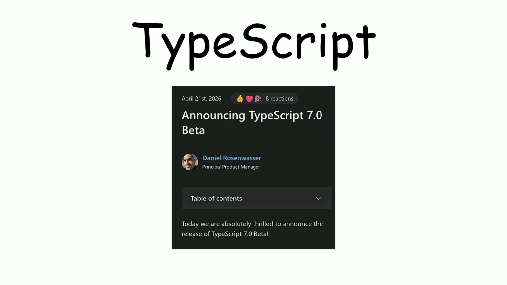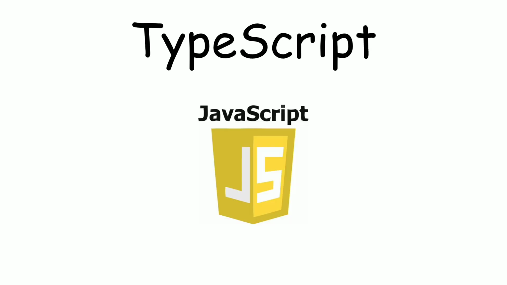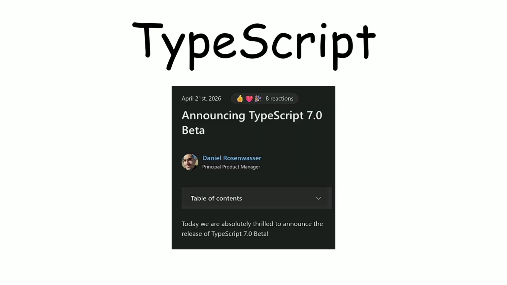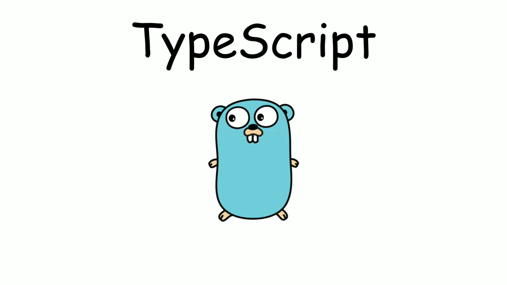Before TypeScript 7 came into existence, TypeScript used to be translated into native JavaScript for execution. As TypeScript 7 was released by Microsoft, Microsoft made changes in TypeScript. TypeScript was now being translated into Golang, which made TypeScript 10 times faster. Let's move on to the next programming language, Java.